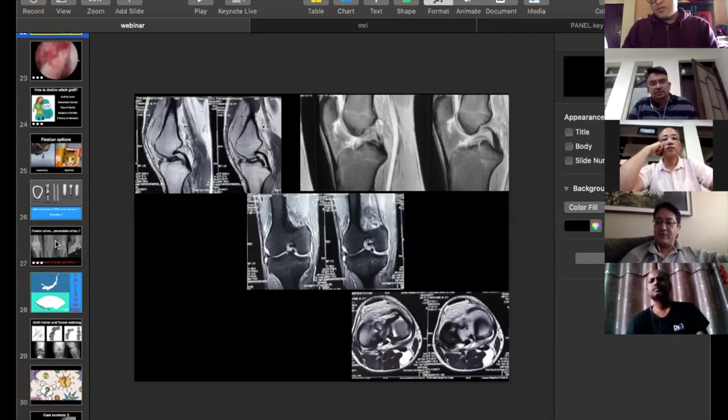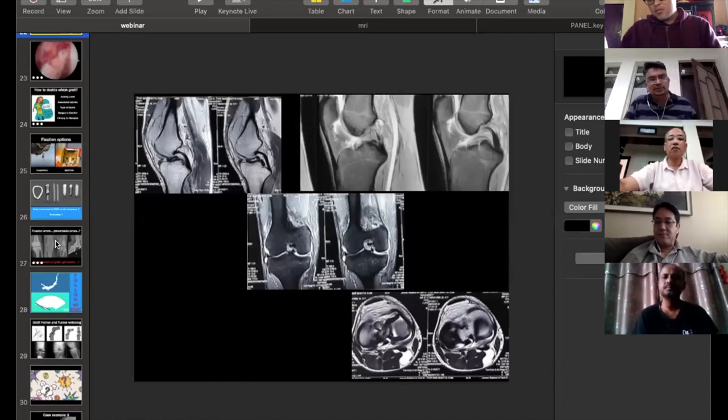Actually, Rajeev, this was not the question. I understood that Bidur wanted to ask which one to do first. You are doing it in the same setting, but is it wise to do the ACL first and then repair your meniscus, or repair the meniscus and then do the ACL? I think that is the question.